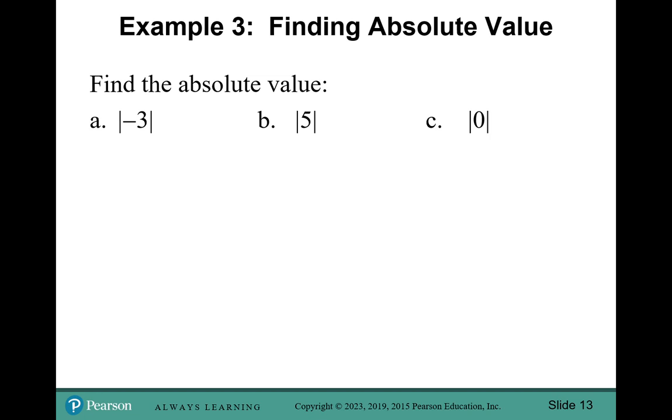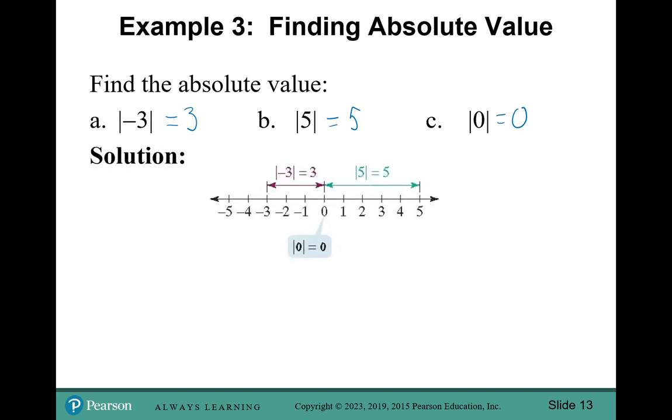We want to find the absolute value of negative 3. Essentially all that the absolute value does is turn the value positive. If the value is already positive, it just stays positive. Here we have the absolute value of 5. It's already positive, so it just stays positive. And here we have the absolute value of 0. 0 here is neither positive nor negative. The absolute value of 0 is just 0 itself.